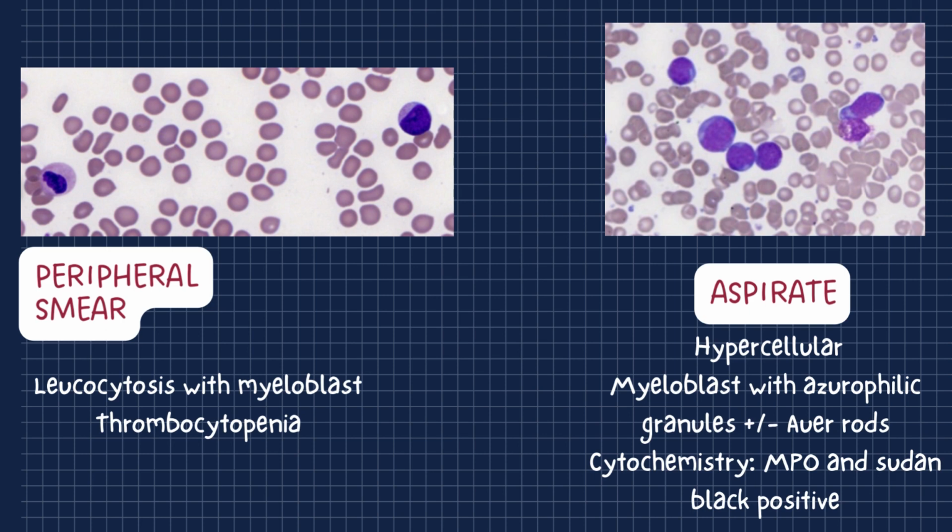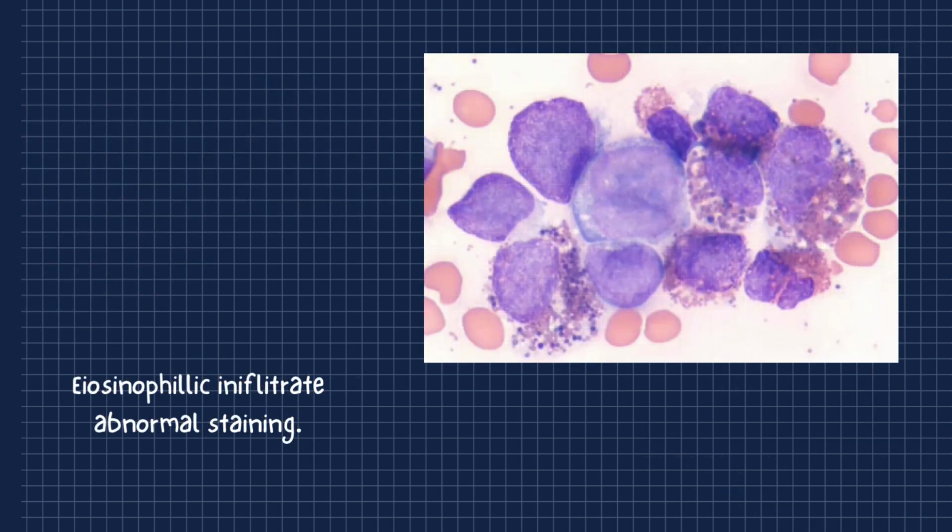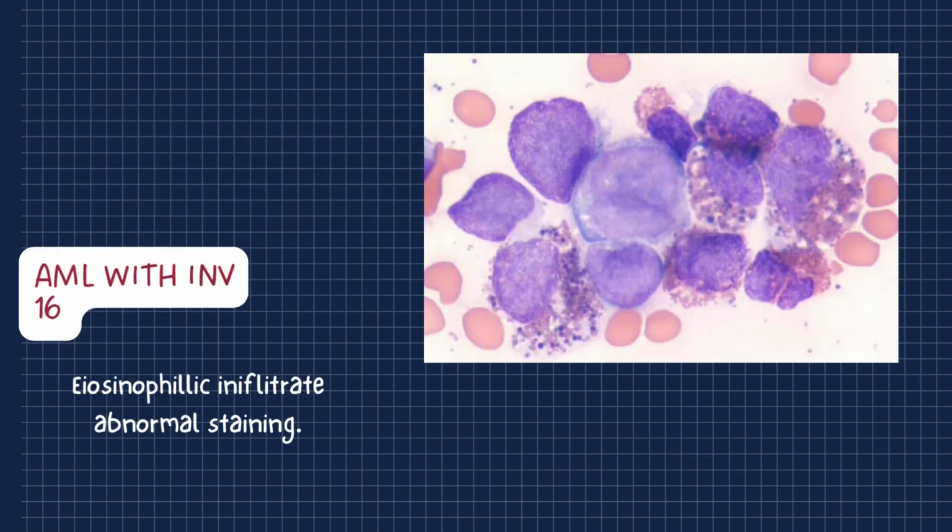On the bone marrow aspirate, more than 20% blast count in the bone marrow is AML, period. But if you have a translocation 8;21 or inversion 16, they are core binding factor leukemias and are AML regardless of the blast count.